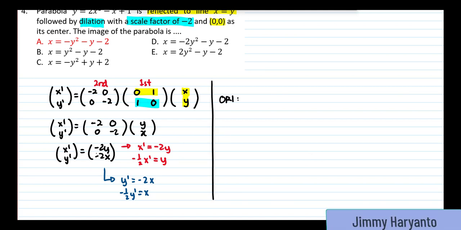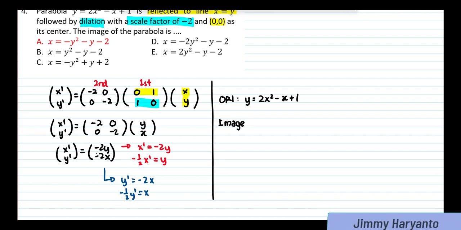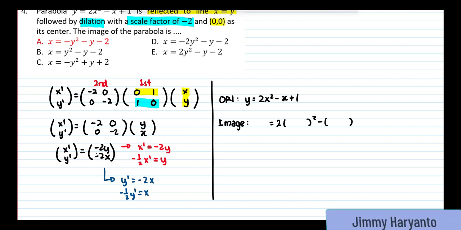The original one is y equals 2x squared minus x plus 1. That means the image will be, we only have to replace the y and then the x and then this x and then plus 1. We can replace the y with -half x prime, and then the x with -half y prime. This one is -half y prime.